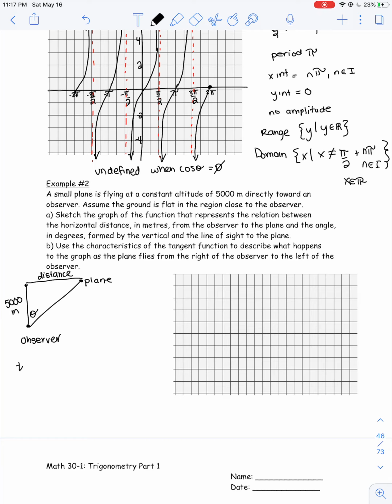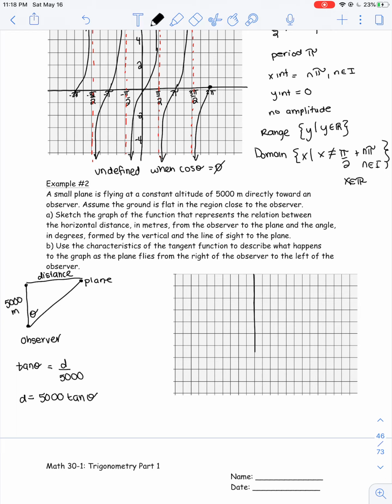So in this case, when we're using our tan function, tan theta is equal to our opposite, which is our distance, over our adjacent, which is 5,000. Now we want to solve for d by moving the 5,000 to the other side. So d is equal to 5,000 tan theta. So remember that tan theta is going to be undefined at 90 degrees. There are no horizontal stretches here, and there are no horizontal translations either, so the asymptotes are still going to be at the exact same spots that normally we would expect them at.